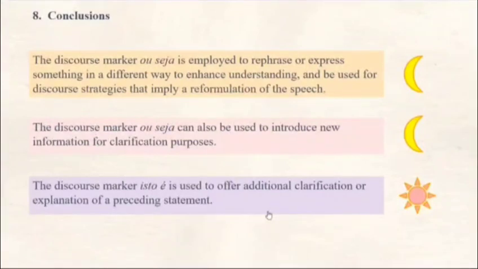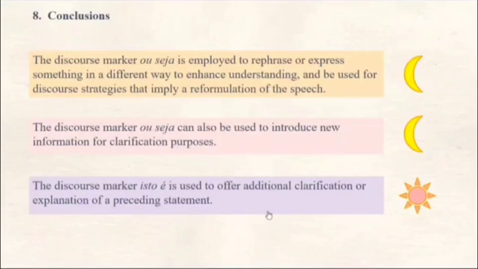In conclusion, the discourse marker ou seja not only serves the function of reformulation. On the one hand, ou seja is usually employed to rephrase or express something in a different way to enhance understanding, and is used for discourse strategies that imply a reformulation of the speech. Nevertheless, it can also be used to introduce new information for clarification purposes.